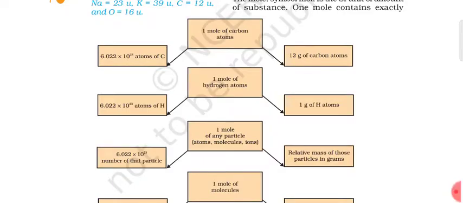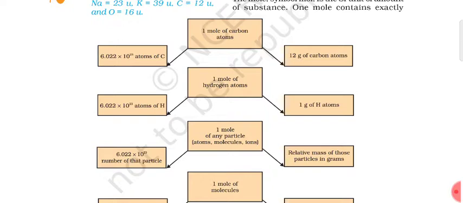I am Ravi Verma and in this video we will do certain calculations on mole concepts. We will also revise what we have learned so far. So at the end of this video, most of the doubts regarding mole concepts must have been cleared.